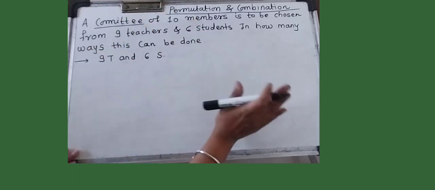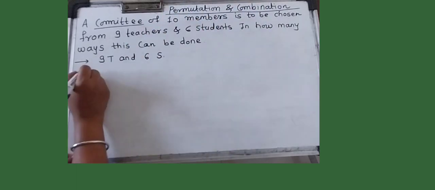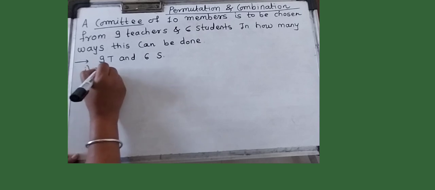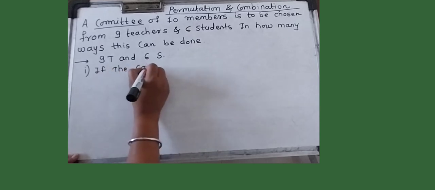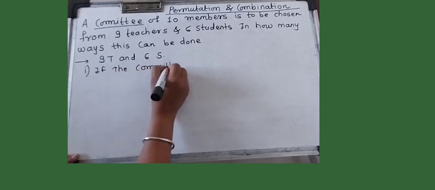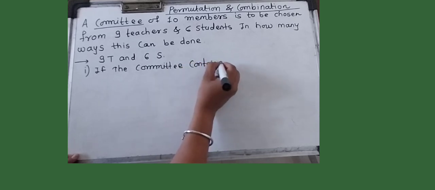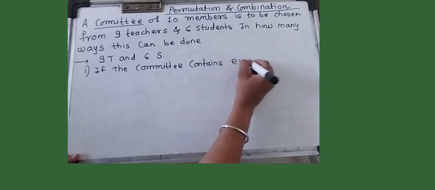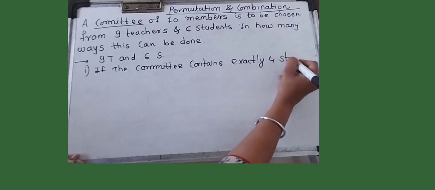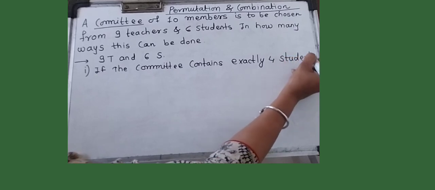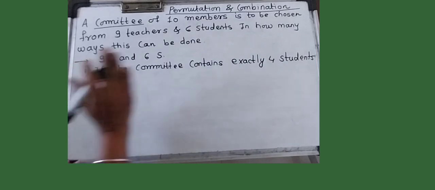Question is not over here. There is a condition. See, what is the first condition? I write here, if the committee contains exactly 4 students. See, what is the condition? We work on this condition. Exactly 4 students.